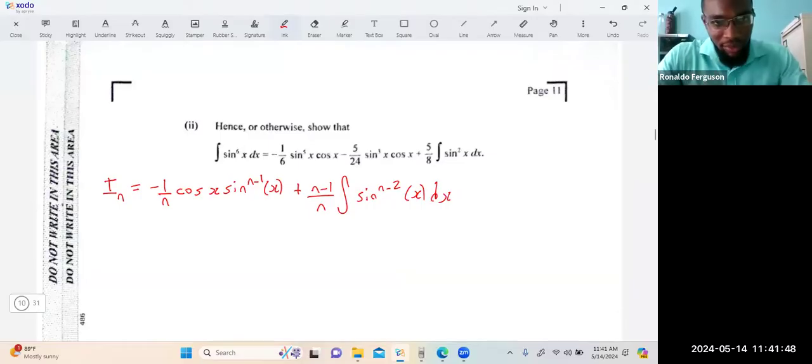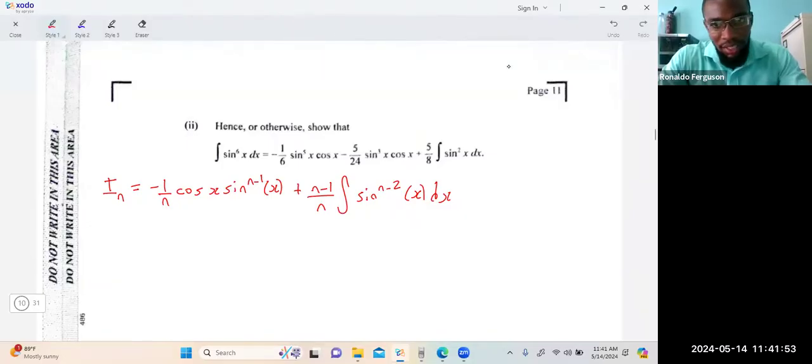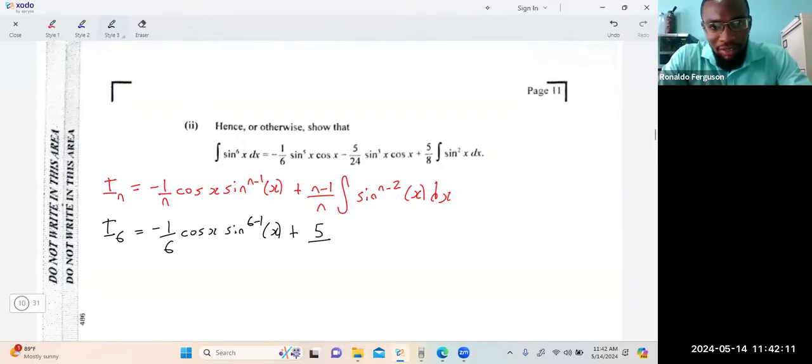So this right here, realize it's to the 6th power, so we need I6. So sub in n as 6. So I6 is equal to minus 1 over 6 cos x sine to the 6 minus 1 x plus 6 minus 1, which is 5, I believe, over 6 times 6 minus 2, which is I4. Now we need to find I4 and sub that in.